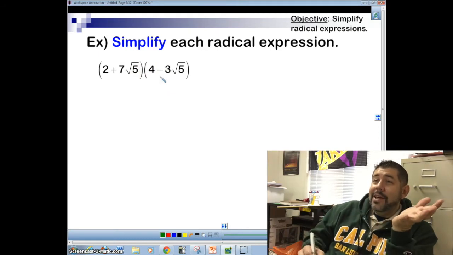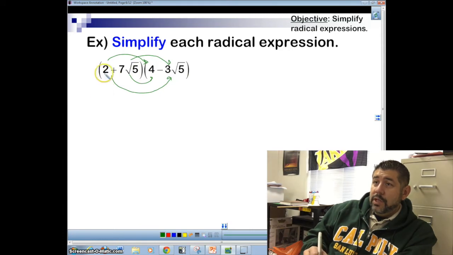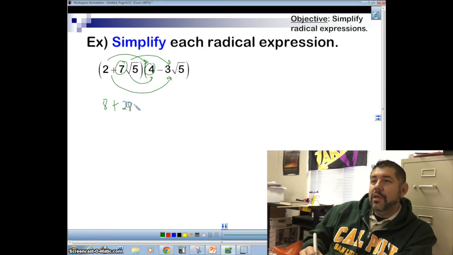Let's go on. All right, so now what happens if you have two things like this where you multiply them? Well, guys, all you're going to do is distribute it properly. So you're going to do FOIL. All right, so 2 times 4 is 8, plus we'll do 7 root 5 times 4, which is going to be, we're going to multiply the 7 and the 4. We're going to leave that root 5 alone. So that's going to be 28 root 5 minus 2 times negative 3 root 5 is going to be 6 root 5.